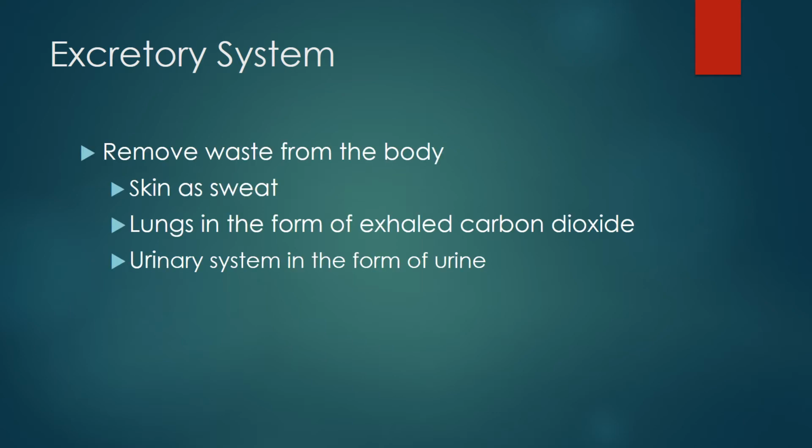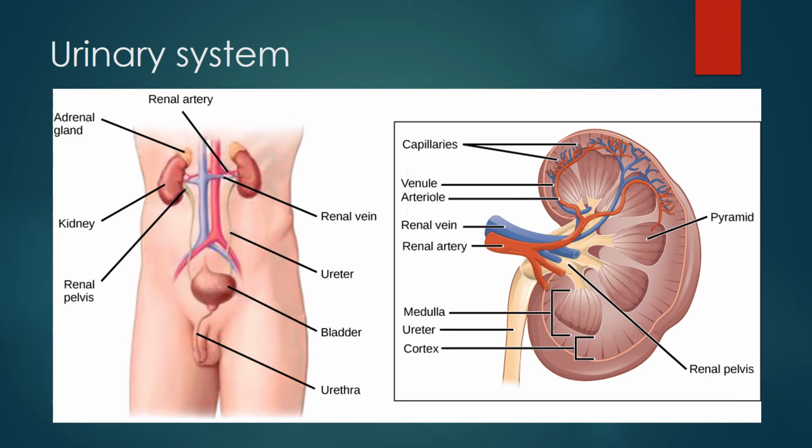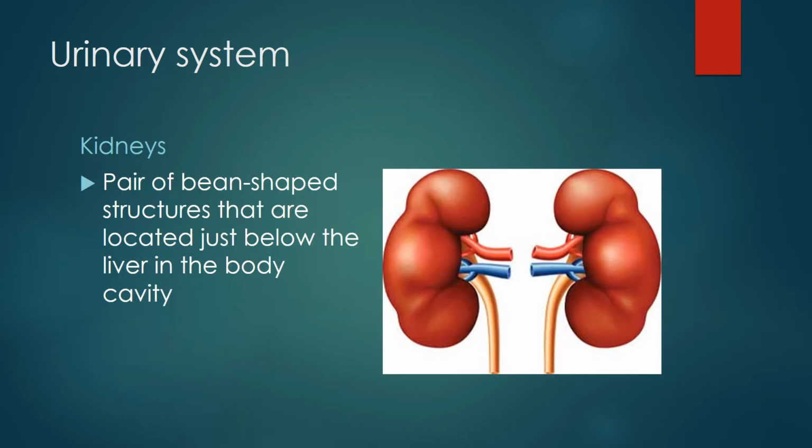The human excretory system functions to remove waste from the body through the skin as sweat, the lungs in the form of exhaled carbon dioxide, and through the urinary system in the form of urine. All three of these systems participate in osmoregulation and waste removal. Here, we focus on the urinary system, which is comprised of the paired kidneys, the ureters, urinary bladder, and urethra. The kidneys are a pair of bean-shaped structures that are located just below the liver in the body cavity.